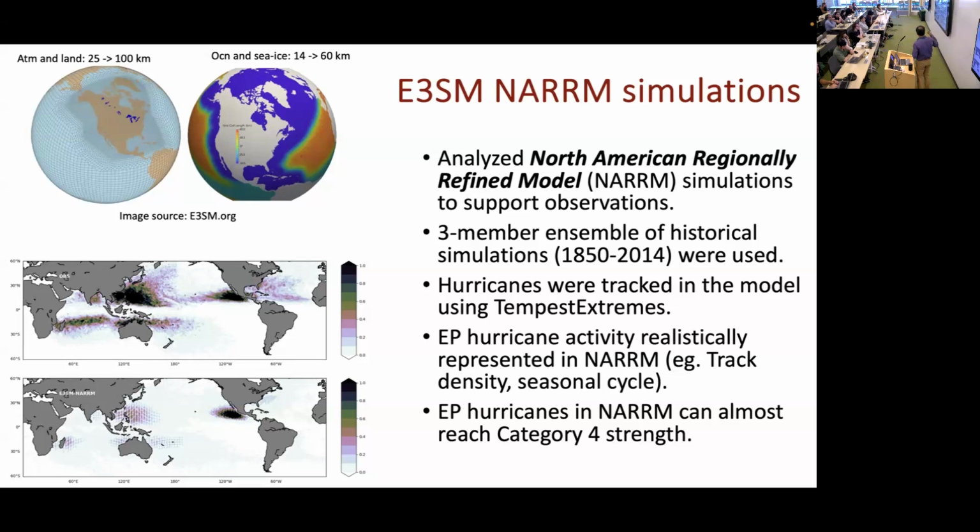And the very interesting thing to see is that the hurricanes in the Eastern Pacific get as strong as nearly Cat 4 strength, which is useful.